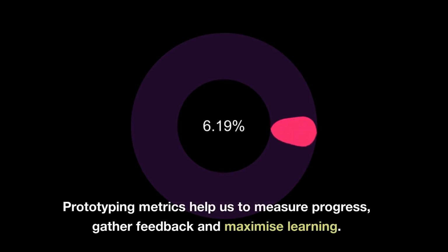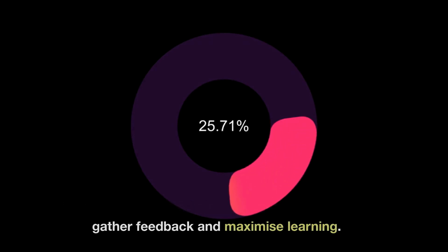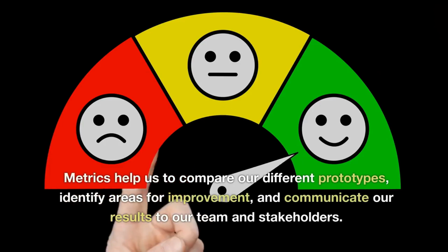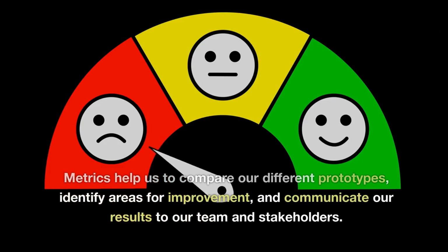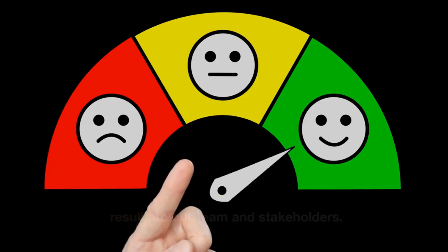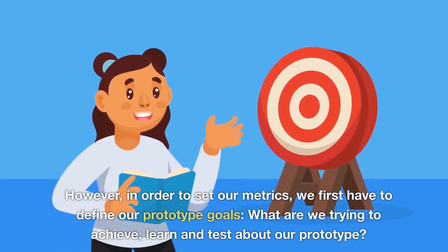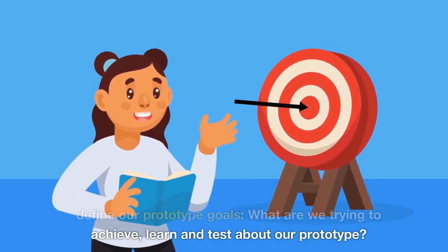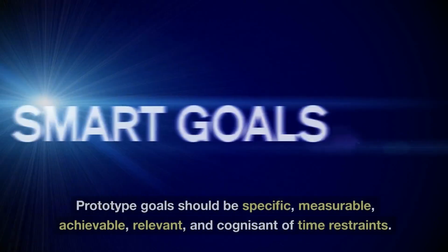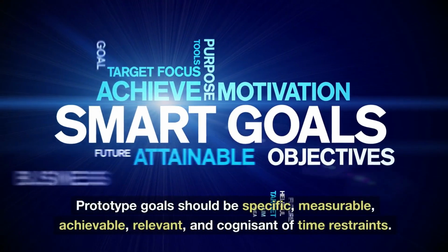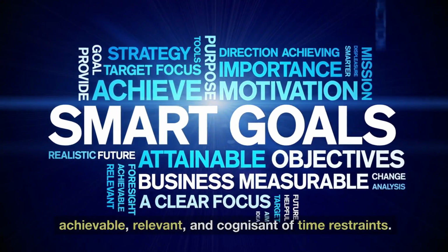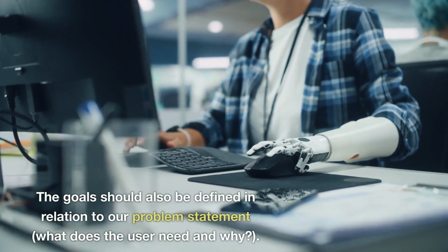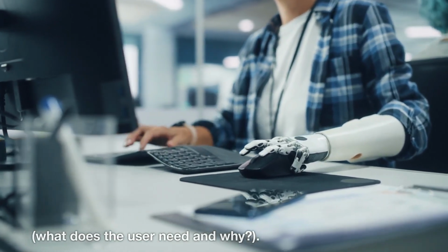Prototyping metrics help us to measure progress, gather feedback, and maximize learning. Metrics help us to compare our different prototypes, identify areas for improvement, and communicate our results to our team and stakeholders. However, in order to set our metrics, we first have to define our prototype goals. What are we trying to achieve, learn, and test about our prototype? Prototype goals should be specific, measurable, achievable, relevant, and cognizant of time restraints. The goals should also be defined in relation to our problem statement. What does the user need and why?